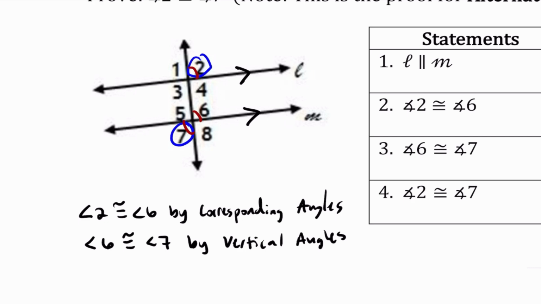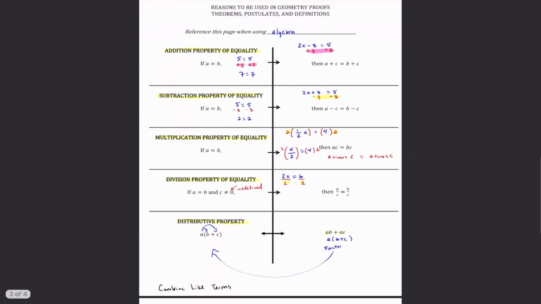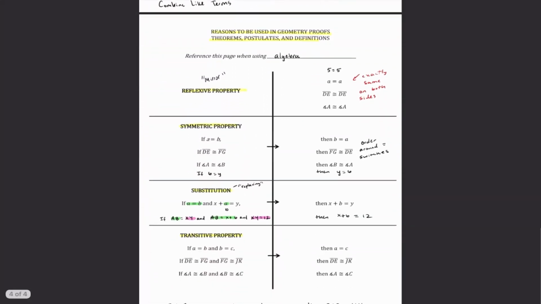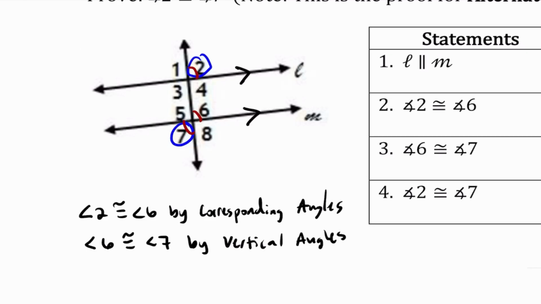Now look what I've written down. I have angle 2 is congruent to angle 6, and angle 6 is congruent to angle 7. What does that imply? Well, let me give you a hint. If A is equal to B and B is equal to C, therefore A is equal to C. So let me go ahead and look at my Unit 3 pink sheets. There you go. Transitive property. If A is equal to B and B is equal to C, then by the transitive property, A is equal to C.